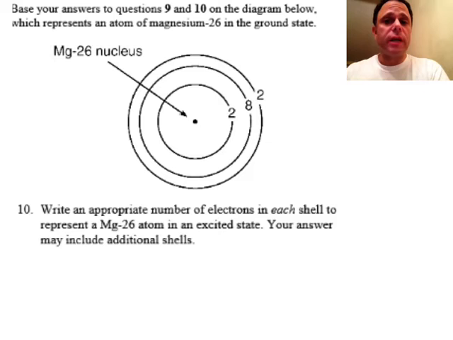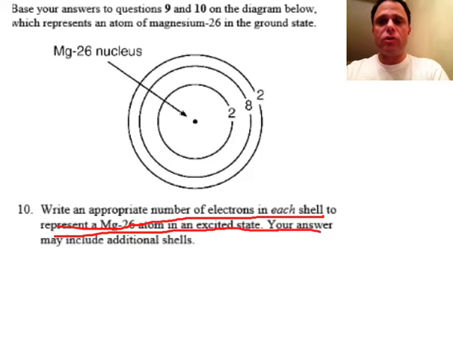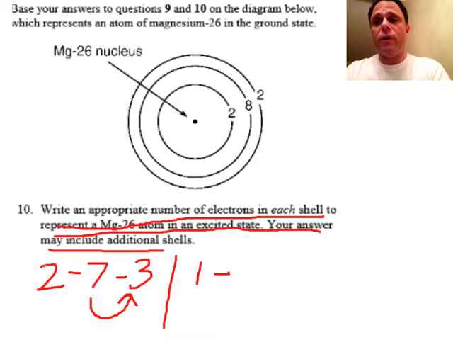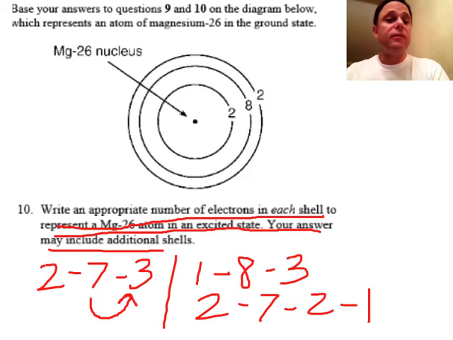All right, question 10 is using the same diagram. Write an appropriate number of electrons in each shell to represent magnesium 26 atom in the excited state. Your answer may include additional shells. So I'm going to give you a variety of answers that could be correct here. We could have 2, 7, 3, suggesting that one of the electrons from the second shell jumped to the third. You could have 1, 8, 3. You could have 2, 7, 2, 1. Anything that suggests that an electron moved to a higher shell would be acceptable. Do not add electrons, do not take any away.